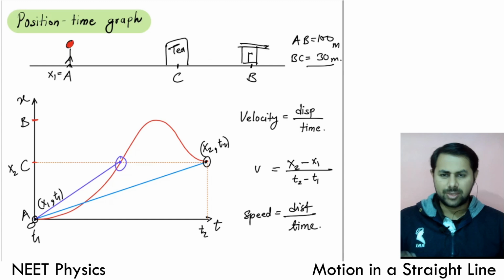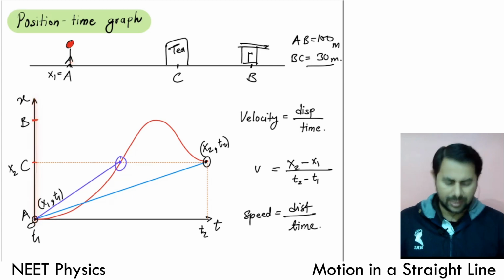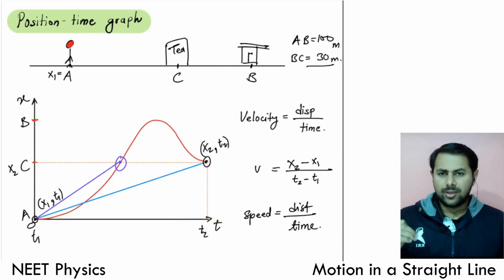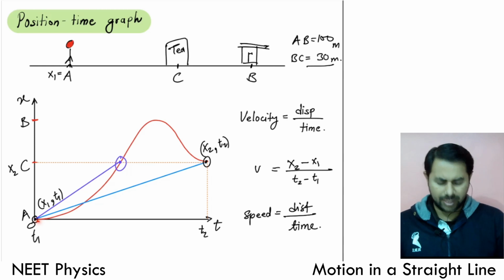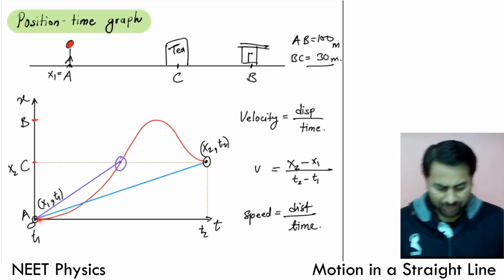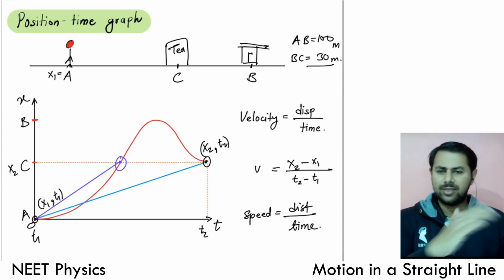Now suppose I want to plot it. I will plot my position on this vertical axis and the time on the horizontal axis. So this graph may look something like this. Initially my speed would be zero. If I am starting jogging in the morning, my speed would be zero initially. Then I will increase my speed.